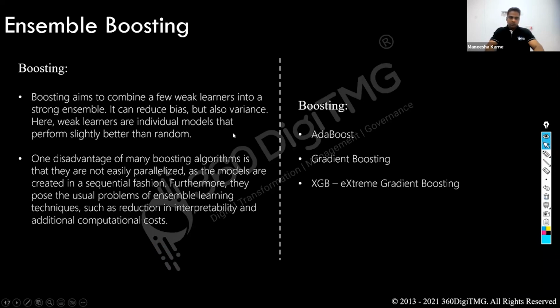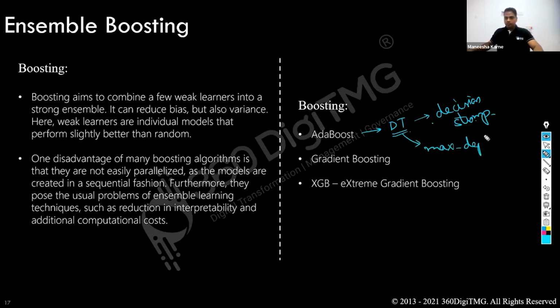And within boosting, we spoke about AdaBoost. Within AdaBoost, when it comes to decision tree, you go ahead with decision stumps. Decision stump means decision tree with maximum depth equal to 1. Only once the split happens. That's it.